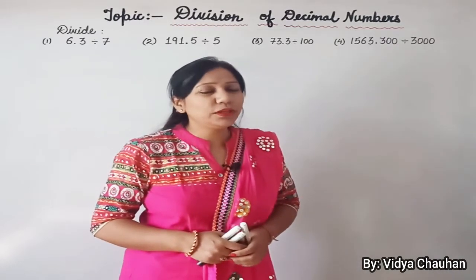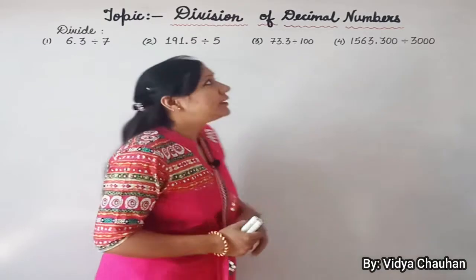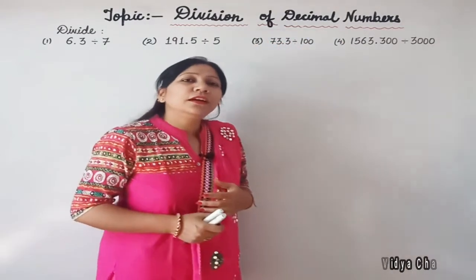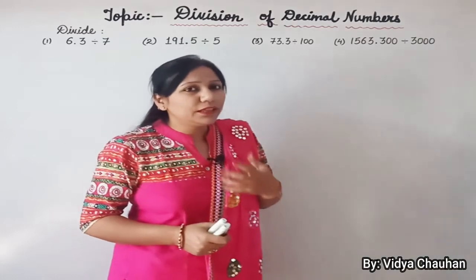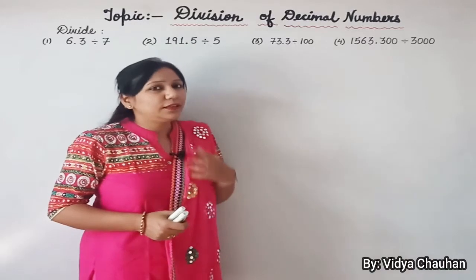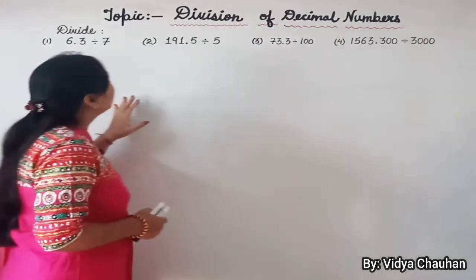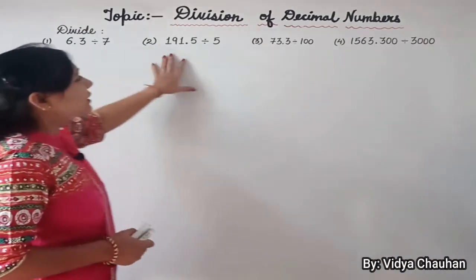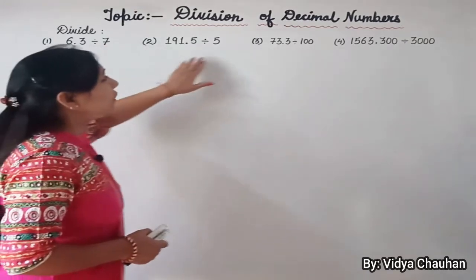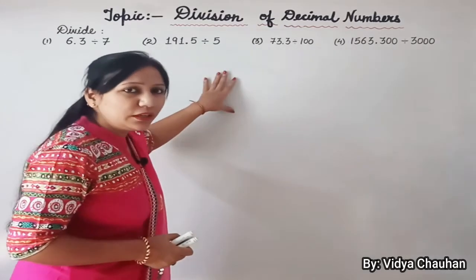And today we are going to start with another new topic related to decimal numbers, and that is division of decimal numbers. So today we are going to study the method of division of decimal numbers, how we can divide decimal numbers by using the method of division. So here, as you can see, I have taken some examples from your book, and let us discuss the solution of these different types of numbers by division terms.